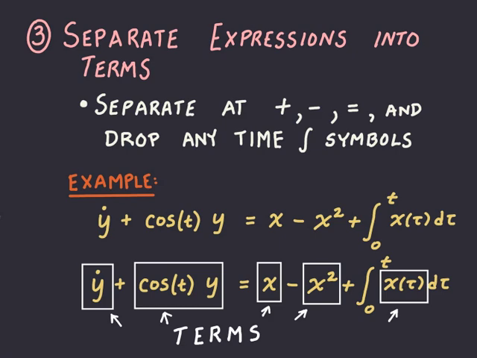Our third step in the procedure is to separate the expressions into terms, and this separation occurs at the following symbols: plus, minus, equals, and integral. So for example, if we were given the differential equation y dot plus cosine t y equals x minus x squared plus integral from 0 to t of x of tau d tau, we would have the terms y dot, cosine t y, x, x squared, and x of tau. Note that time integral symbols are dropped when we're finding the terms.